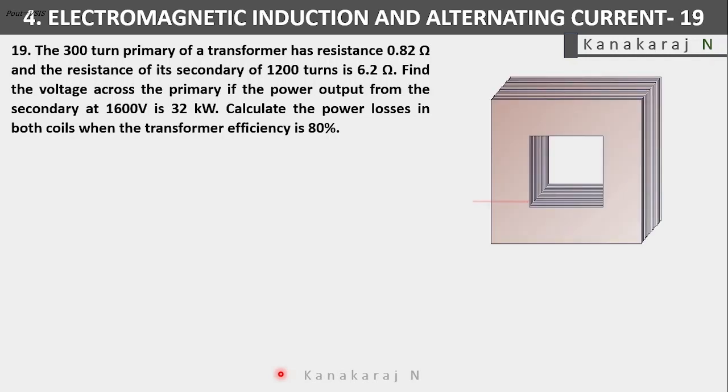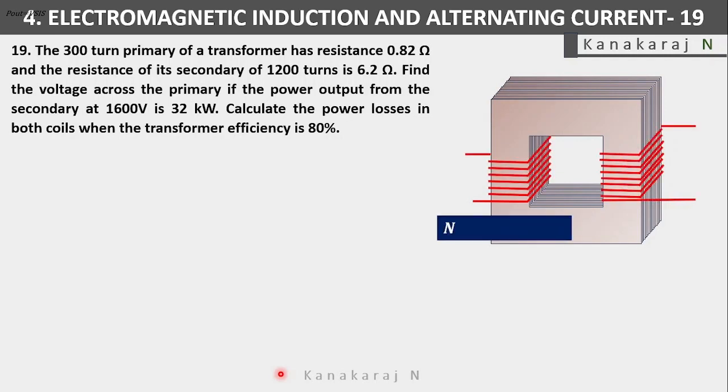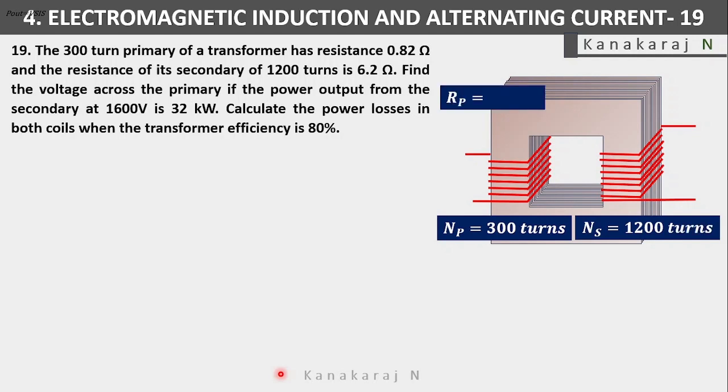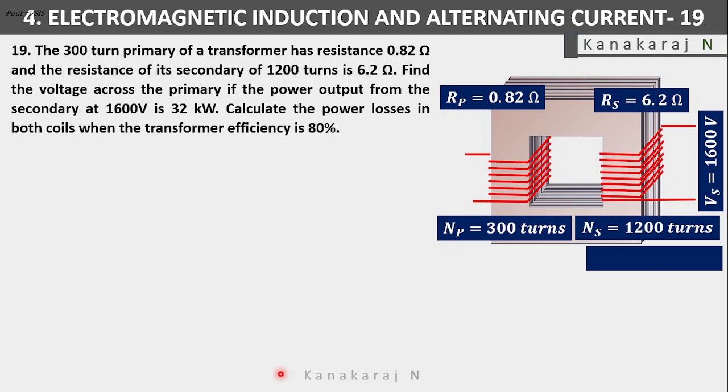This is the transformer, primary coil, and this is the secondary coil, and the number of turns in the primary is 300 turns and in the secondary it is 1200 turns, so it is a step up transformer. So the resistance in the primary coil is 0.82 ohms and in the secondary it is 6.2 ohms. The voltage across the secondary coil is given, it is 1600 volt, and the power output is given, it is 32 kilowatt. Then the efficiency is 80%.